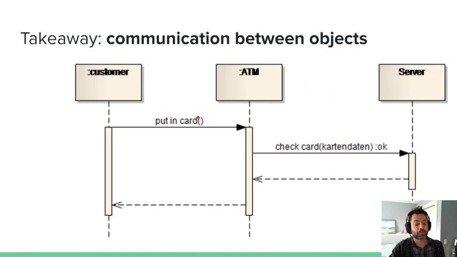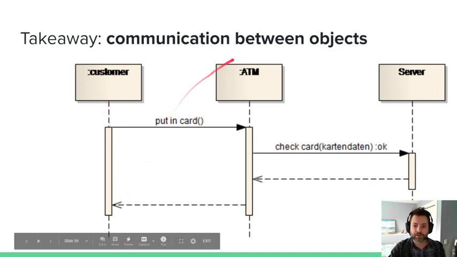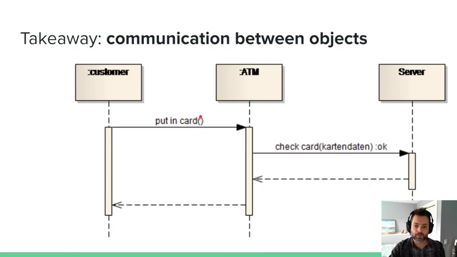And actually, it's even simpler. We're just verifying that the card works okay. So a customer, right? Lifeline for the customer, lifeline for the ATM, lifeline for the server behind the scenes. Customer puts in their debit card. So actually a function call here, right? This function call would be attached to customer. I put my card in.